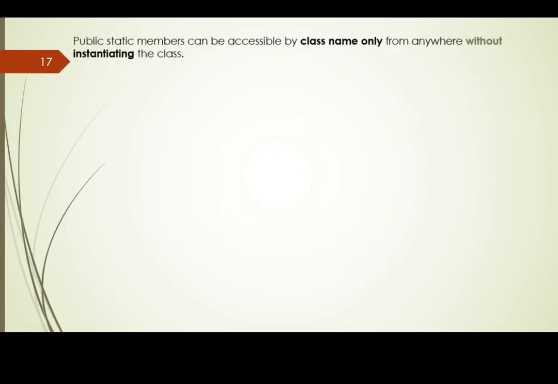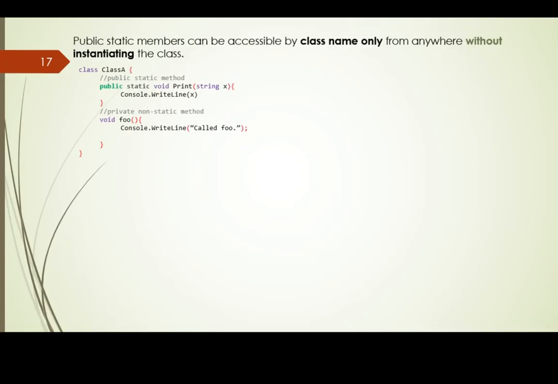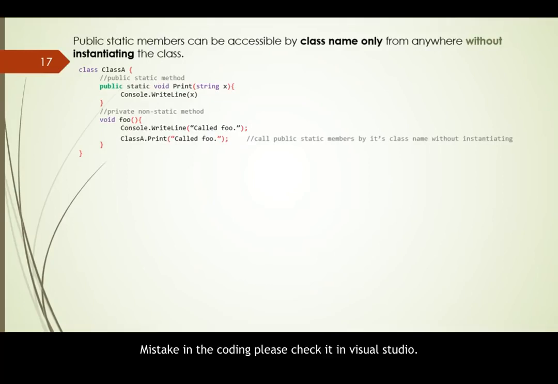Assume that this is Visual Studio and I'm writing my statements, and let's see some code. Let's say I have a class A with a public static method print, and a private non-static method foo. Now if I want to access the print method of class A, I can write the class name directly, class A, put a dot and then call the method, and it will run just fine.